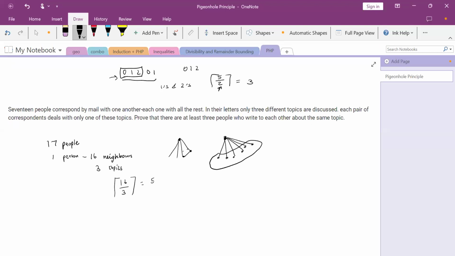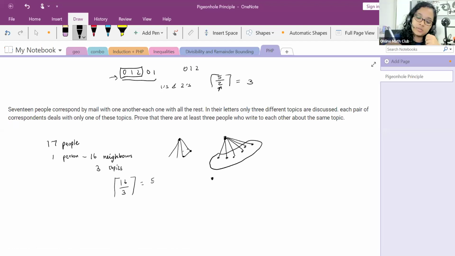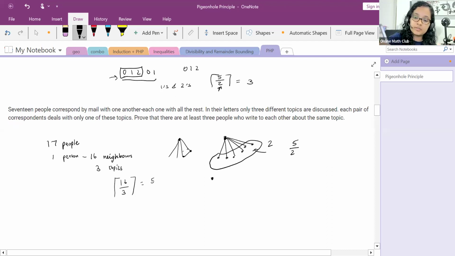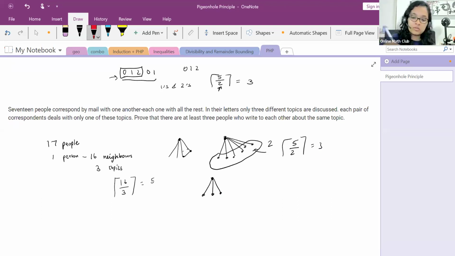So a person has 5 neighbors, and in 3 topics. So 5 over 3 ceiling. Yes. So he must be talking to some 3 people about the same topic, because now we have only 2 topics among these people. So we're taking 5 over 2 ceiling. So this is 3. So he's talking to some 3 people about the same topic. Again, if any 2 of these talk about that topic itself, then we're done. But if not, then all 3 of them talk about the other topic. So you have a triangle anyway. Does that make sense?